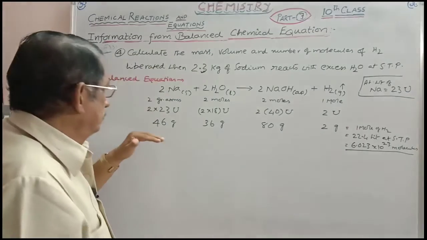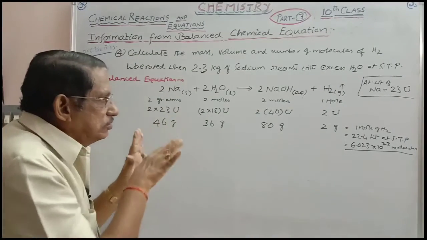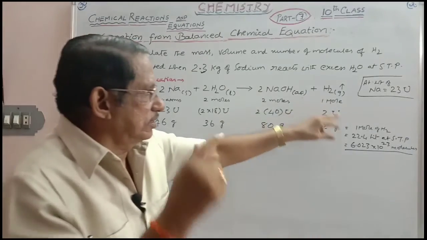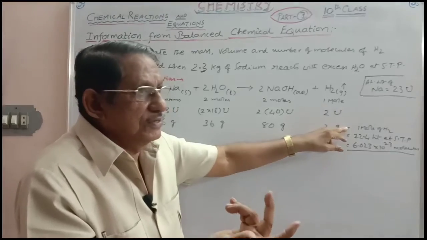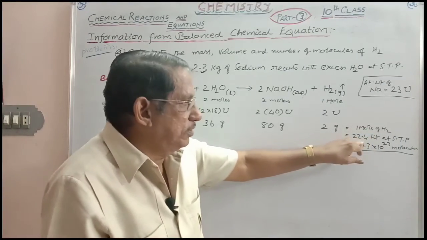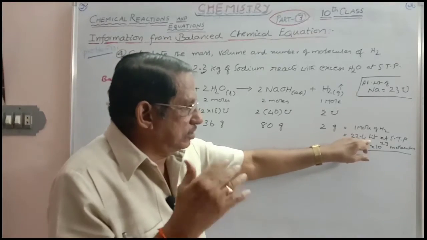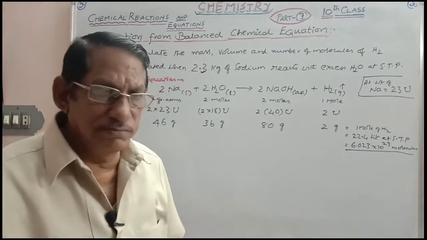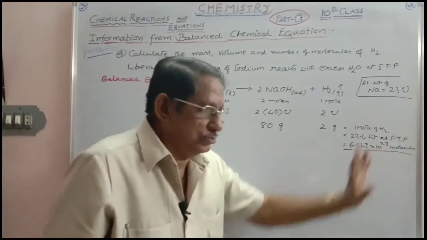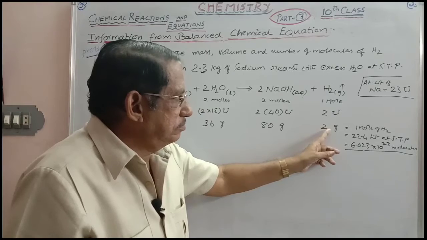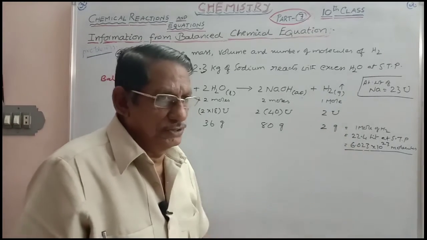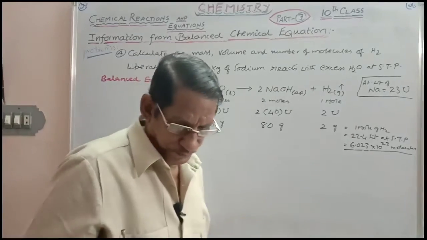So when 46 grams of sodium is completely utilized, you will get completely 2 grams of hydrogen. 2 grams of hydrogen is 1 mole of hydrogen. 1 mole of hydrogen at STB is equal to 22.4 liters, the gram molar volume. And 22.4 liters molar volume contains the Avogadro number, which is 6.023 into 10 to the 23 molecules. Weight is there, moles are there, volume is there, and number of molecules are also there. From the same weight, we are getting all the values.